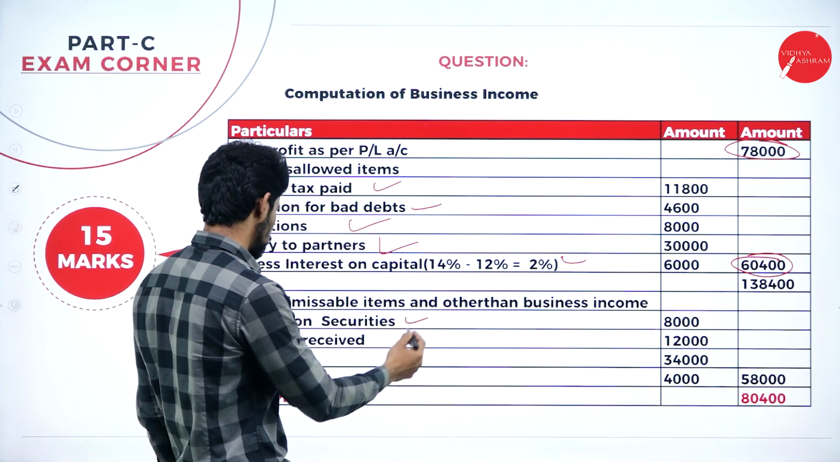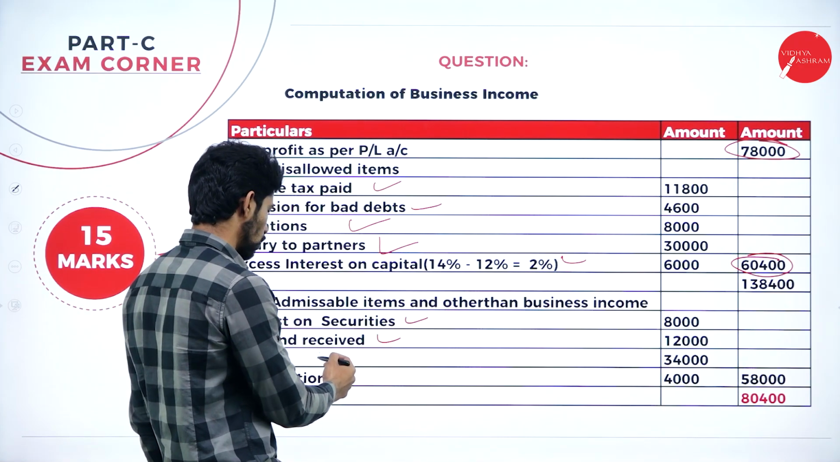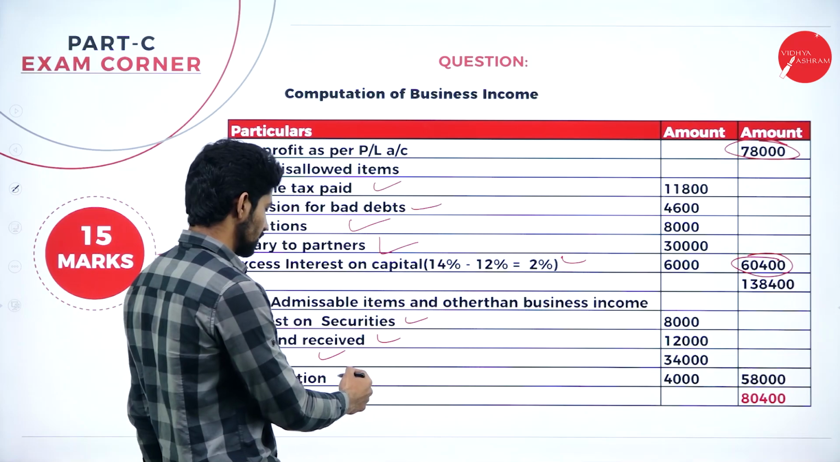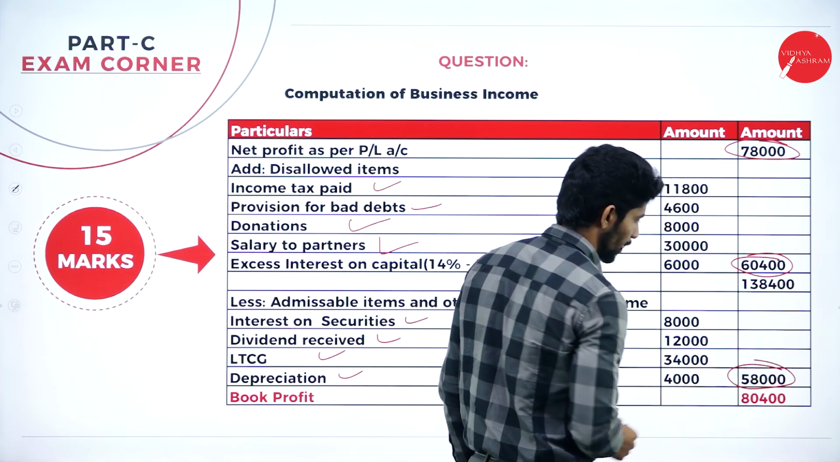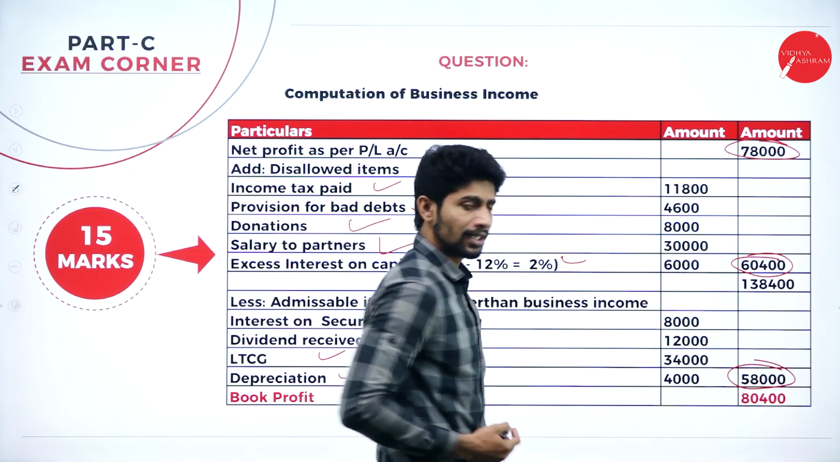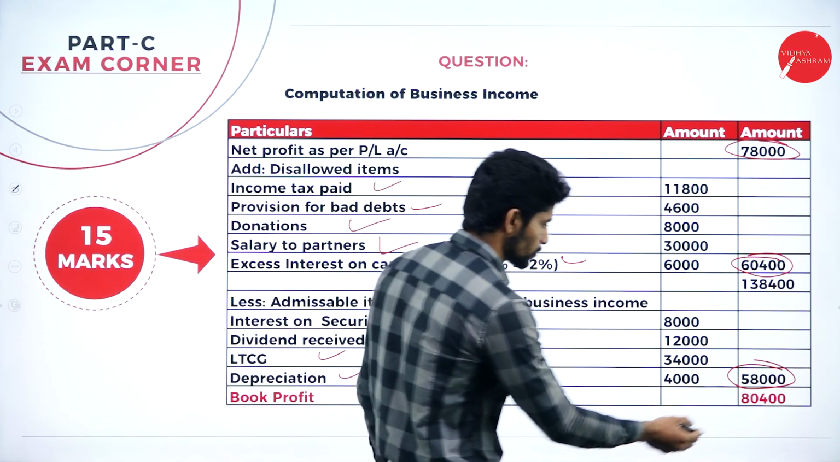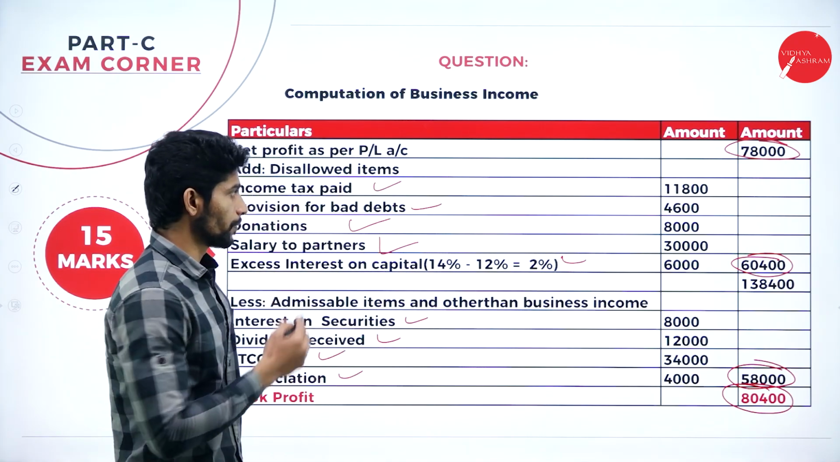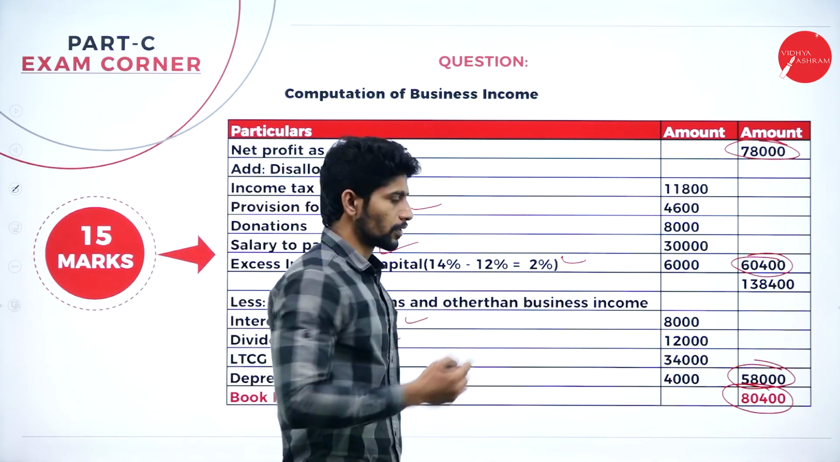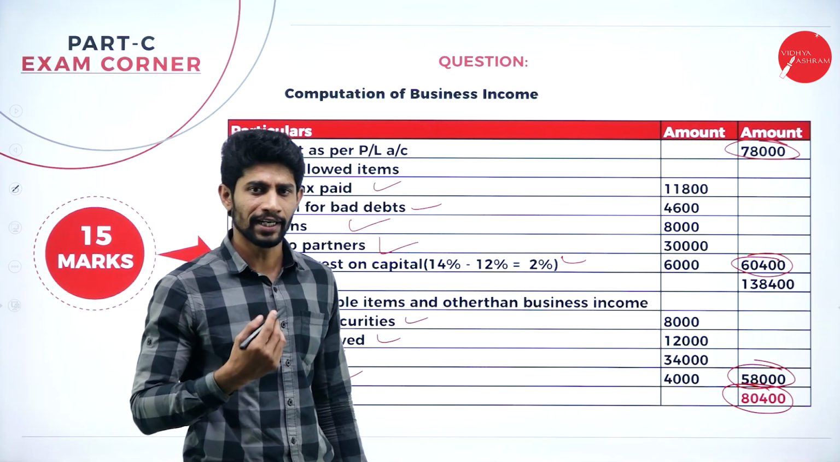So interest on securities, dividend received and long-term capital gain, and the depreciation of 4,000. Totally how much will you get? You'll get 58,000. So deduct 58,000 from 1,38,400, balance of 80,400. 80,400 is called what? Book profit. So you'll get the book profit of 80,400.